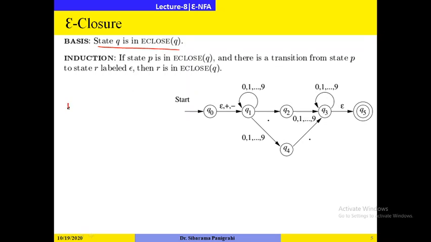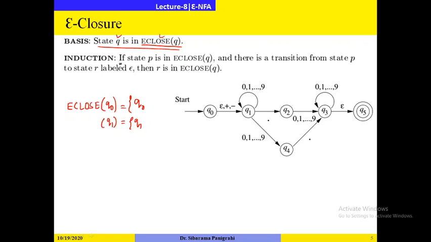If I want to find the epsilon closure of Q0, it means by default it will contain Q0 in the epsilon closure. So if I want to find the epsilon closure of Q1, then what will I get? By default I will have Q1 in the epsilon closure. So this is the basis, okay? State Q is in epsilon closure of Q. So every state Q is in its own epsilon closure.